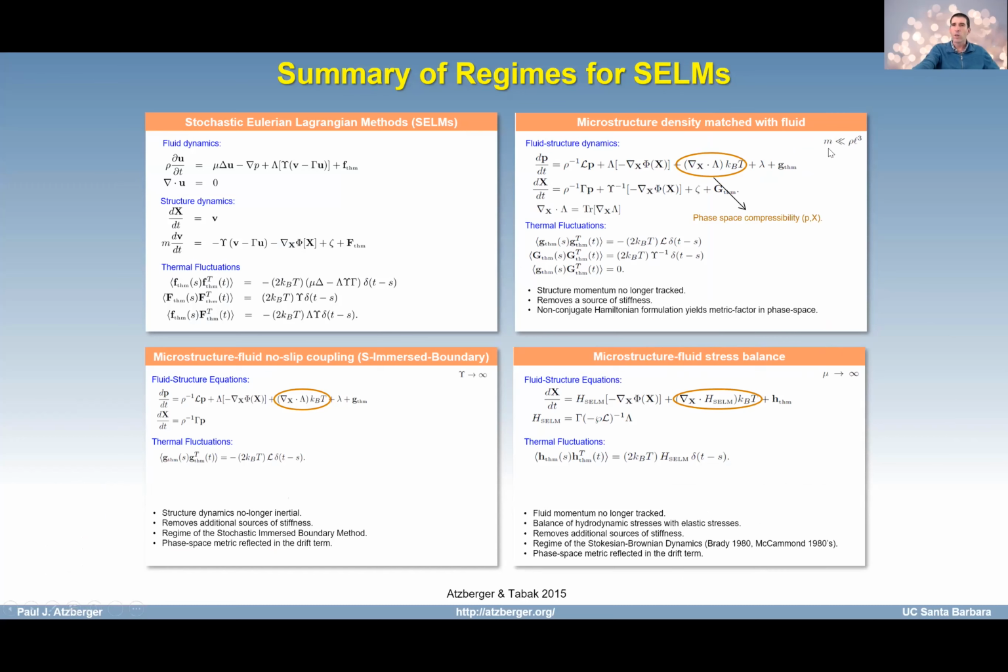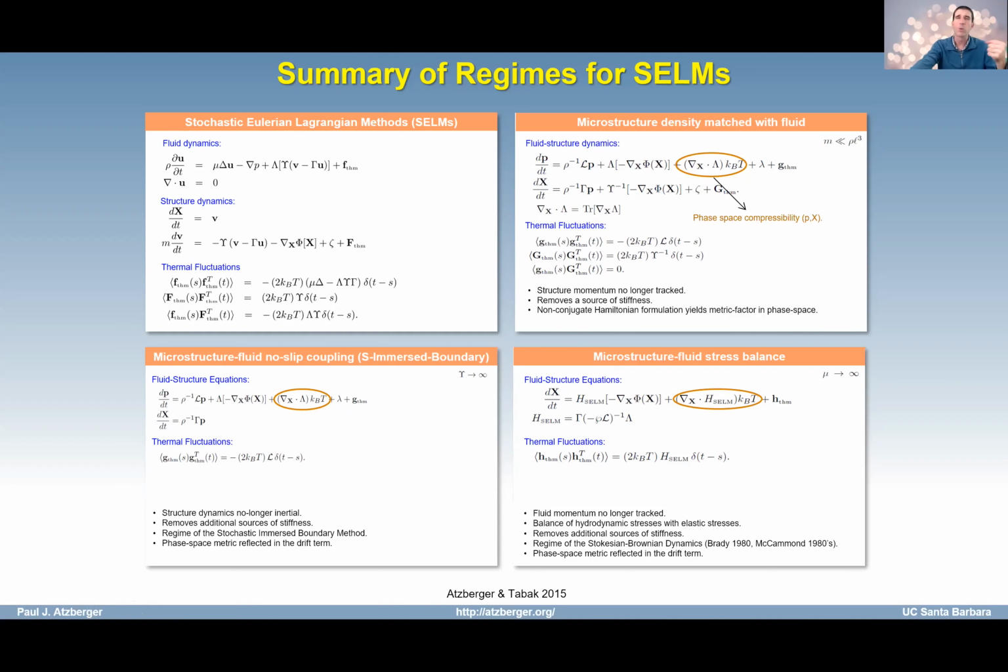This one is where you have very small mass, so I'm basically getting rid of the inertia of the microstructure, but still keeping some of the slip. This one is the regime that corresponds to the immersed boundary method, where I basically got rid of the slip as well as the inertia of the microstructure, so that everything is accounted for in terms of the underlying Eulerian material.